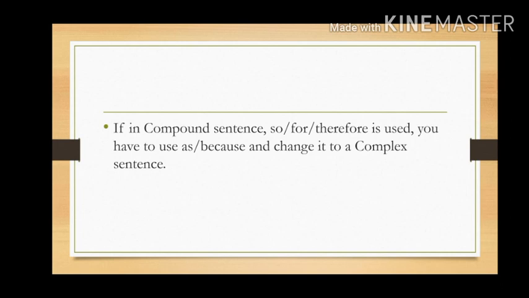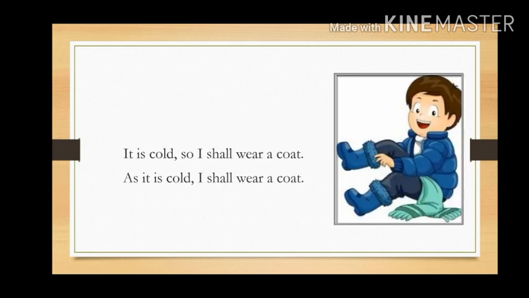Secondly, if in a compound sentence, so or for or therefore is used, then you have to use as or because and change it into a complex sentence. For example, it is cold, so I shall wear a coat. It is a compound sentence. You can change it like this to a complex sentence. As it is cold, I shall wear a coat.